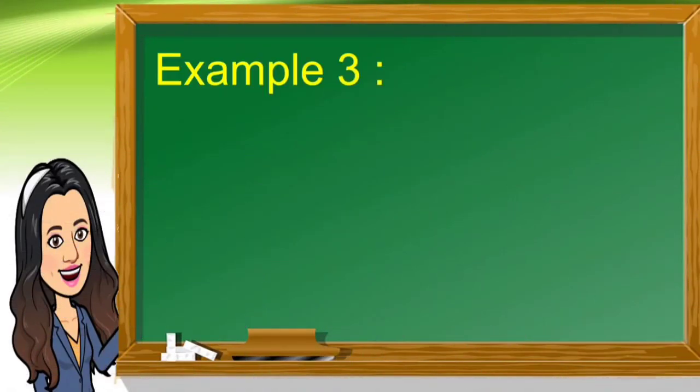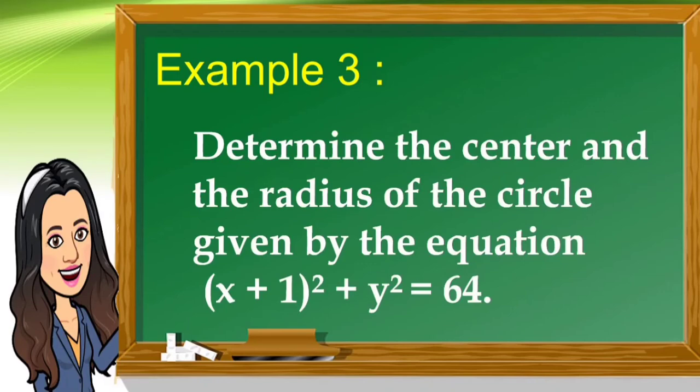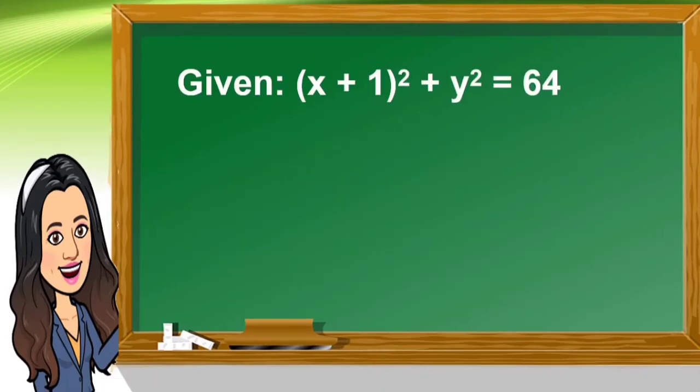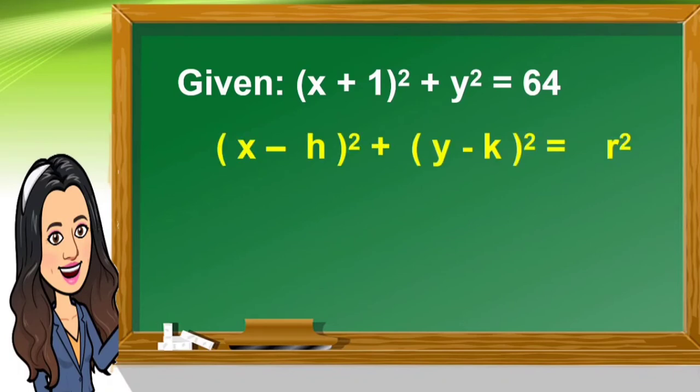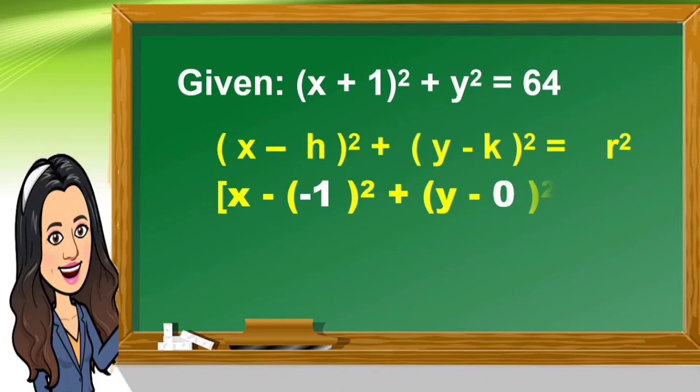Example number 3. Determine the center and the radius of the circle given by the equation the square of the quantity x plus 1 plus y squared is equal to 64. So here is our given equation. We are going to write this into the standard form of the equation of the circle. And the square of the quantity x plus 1 is the same as the square of the quantity x minus negative 1. And y squared is the same as the square of the quantity y minus 0. 64 is equal to 8 squared. So we can now identify the center and the radius of the circle.